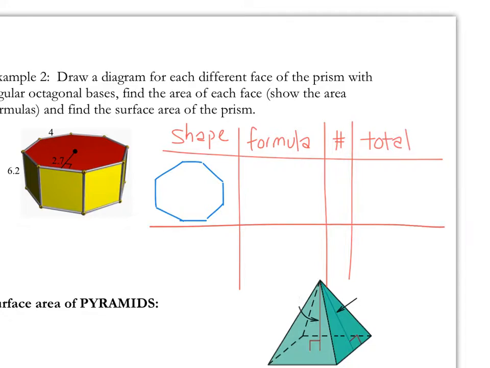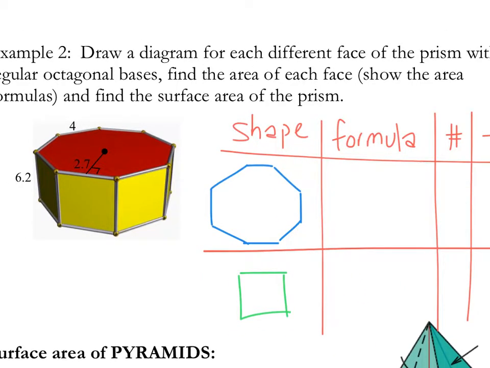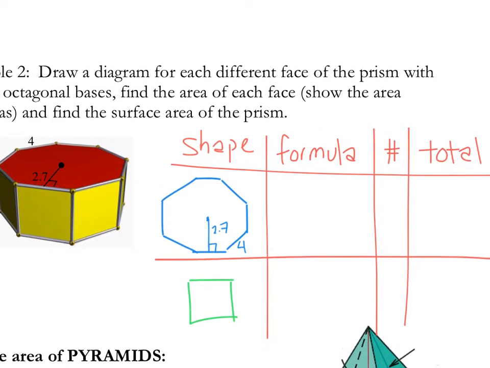And then my other one is going to be a rectangle. So let's talk about the octagon first. I see 2.7 and 4. And if you remember from chapter 11, we talked about regular polygons.